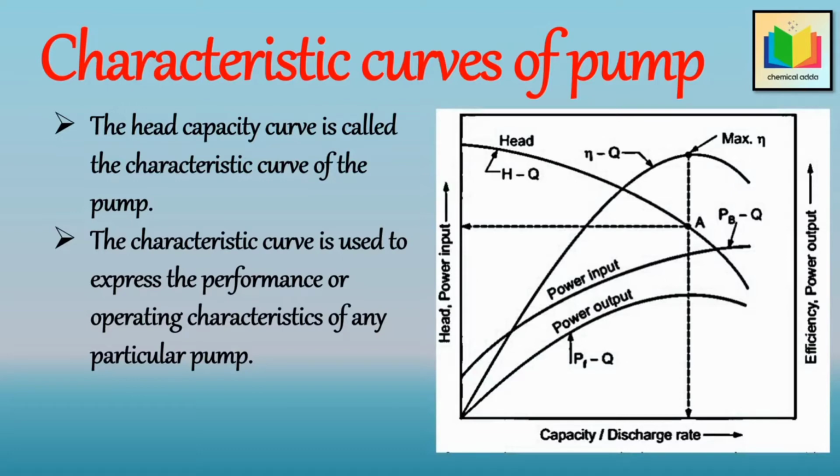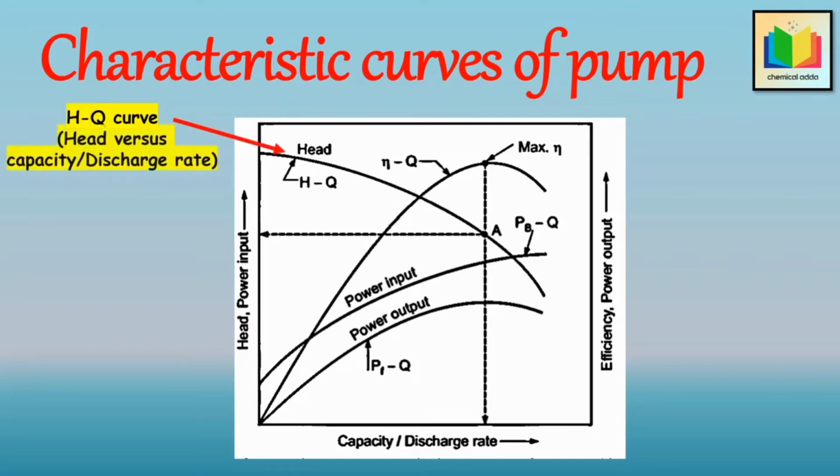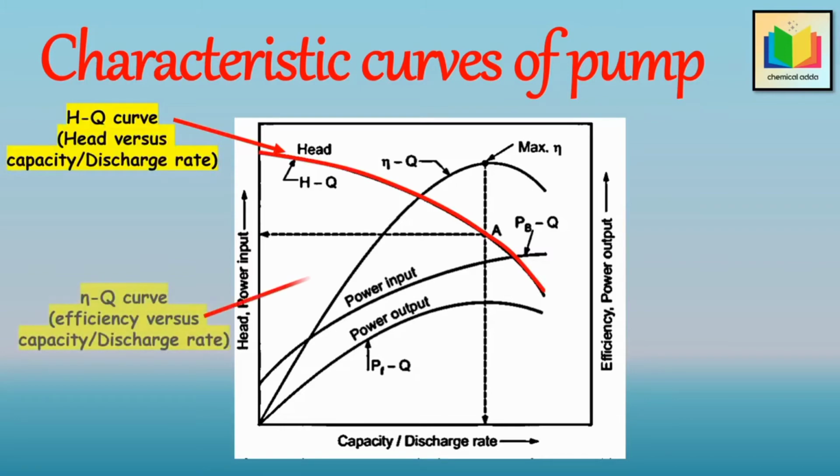Hence, we can say that the characteristic curves of a centrifugal pump are the graphical relationships between head and discharge rate, efficiency and discharge rate, and power input and discharge rate at a given speed. So from the characteristic curve, we can see that the HQ curve shows the relationship between head and capacity or discharge rate. So from HQ curve, we can conclude that the head decreases continuously as the discharge rate or capacity is increased. Then eta Q curve shows the relationship between pump efficiency and capacity.